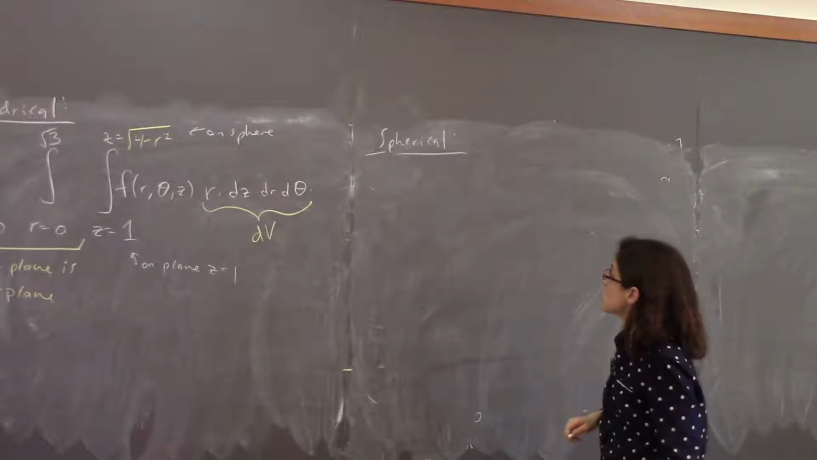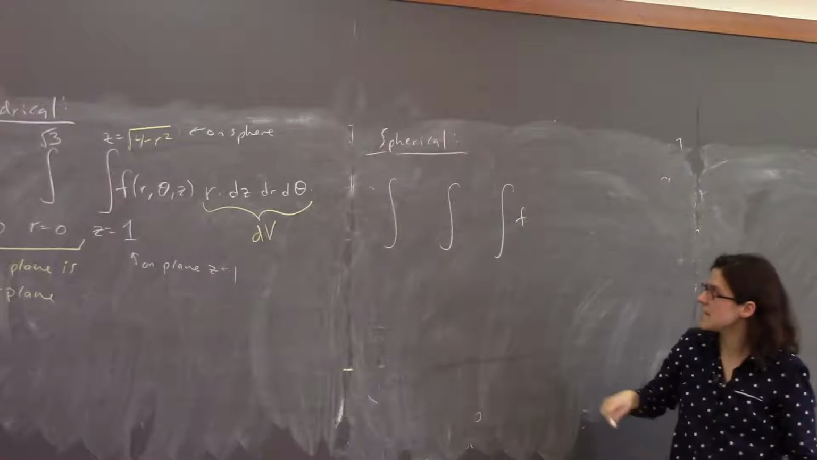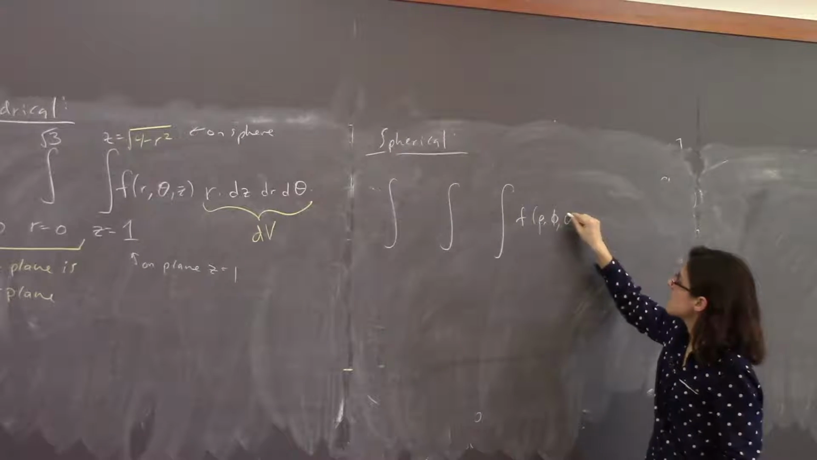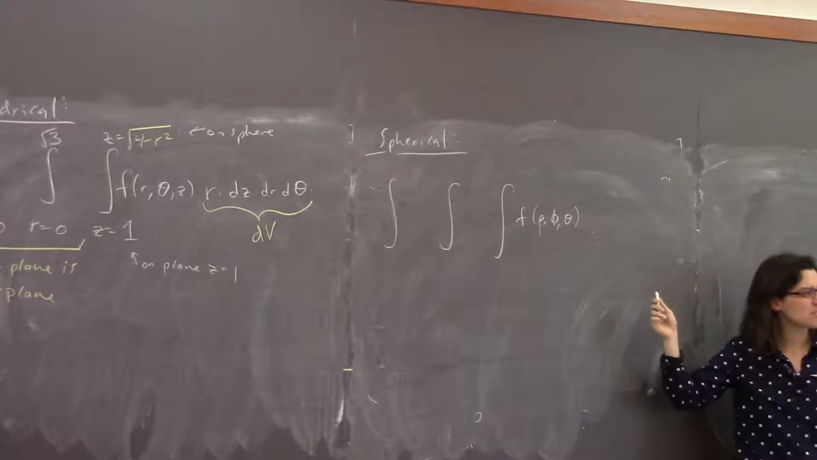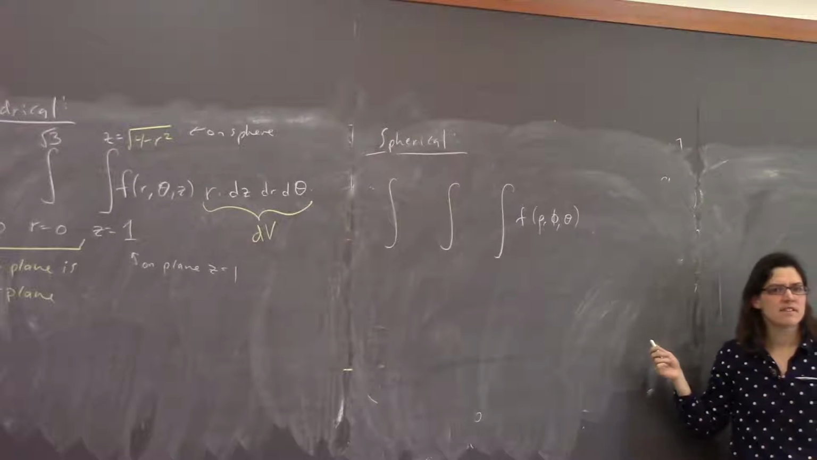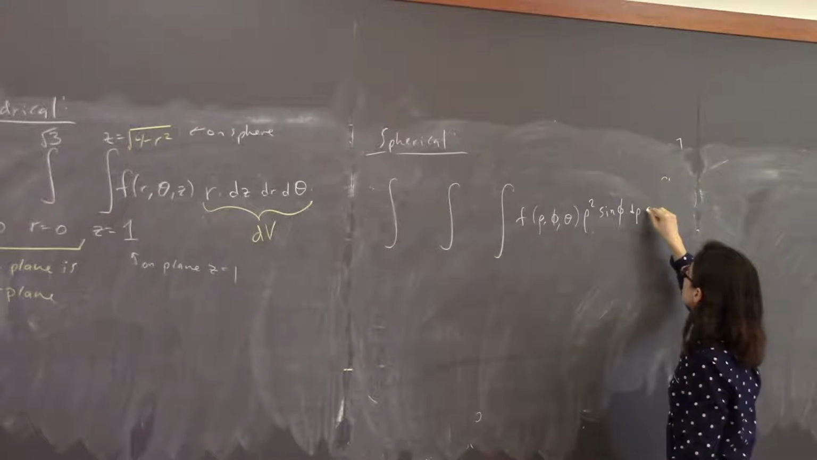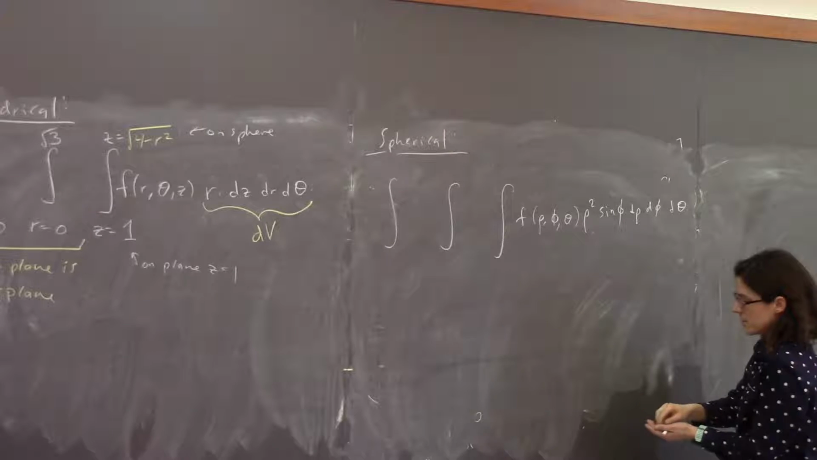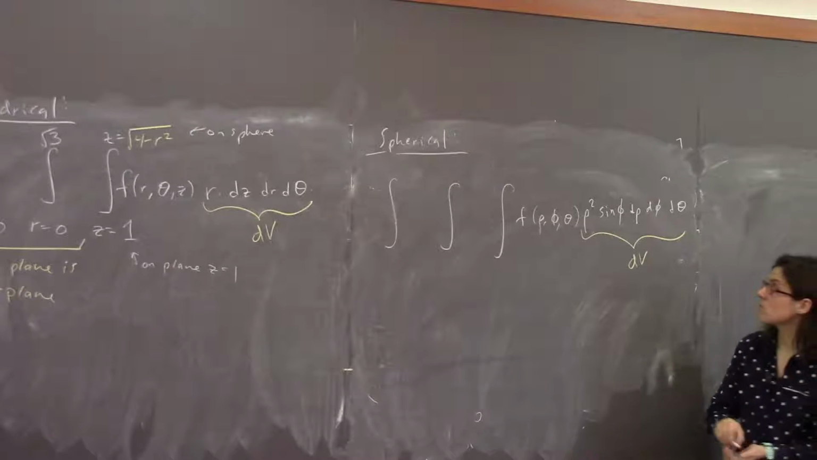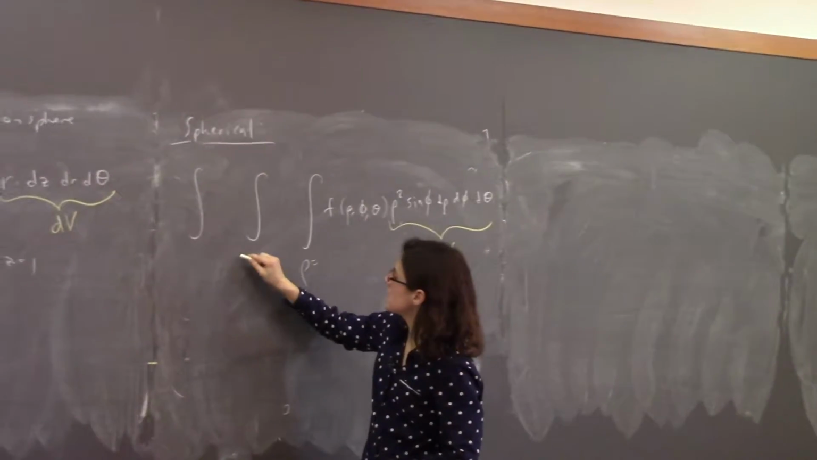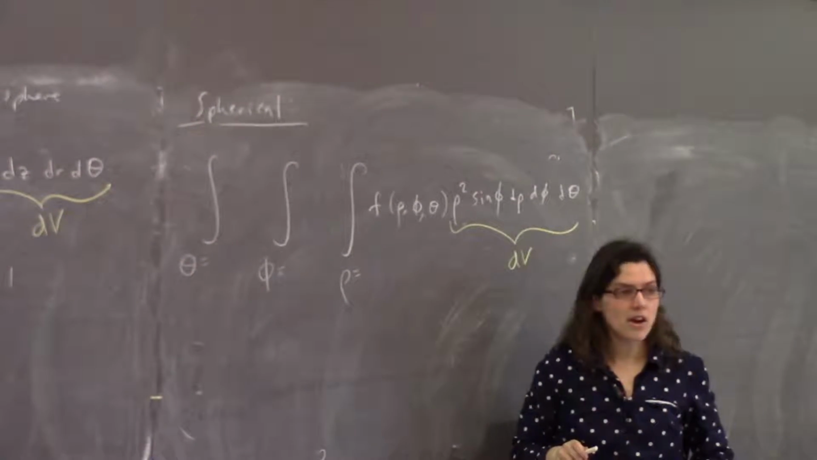Okay, so we want to integrate a triple integral of f of xyz, but now it's f of rho phi theta, and then dV. Does anybody remember the volume expansion for spherical coordinates? Yeah, rho squared times sine phi. Nice. And then d rho, d phi, d theta. So now this is our dV for spherical coordinates. Nice. So we want to set it up going rho equals something to something, phi equals something to something, theta equals something to something.